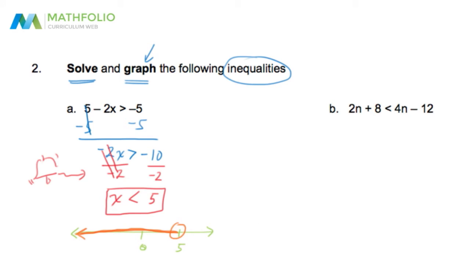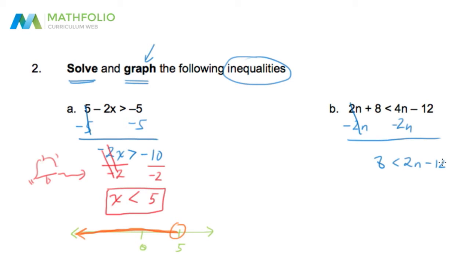Okay, 2b. Over here, we've got n's on both sides. So the first thing that I'm going to do is look for the baby variable. So here we've got 2n's, there we've got 4n's. So I'm going to get rid of the baby. I'm going to subtract 2n from both sides. So these cancel. I'm left with 8 less than, now 4n minus 2n is 2n minus 12.